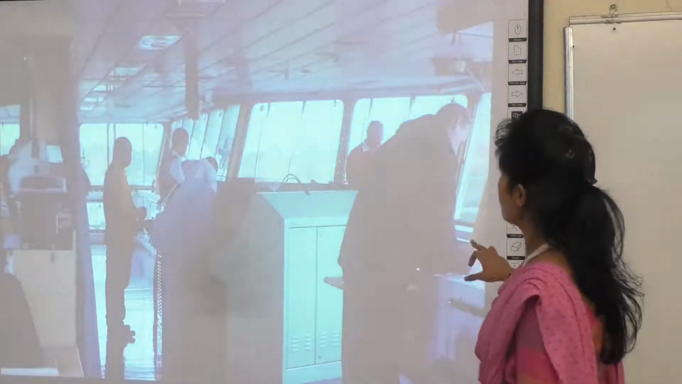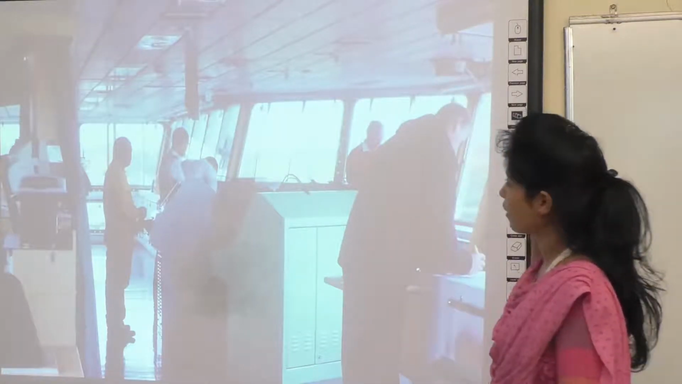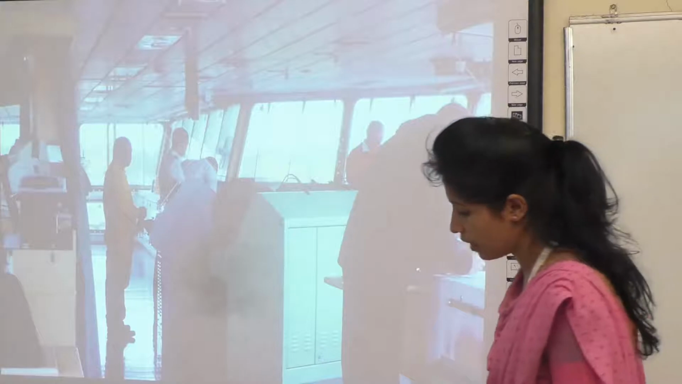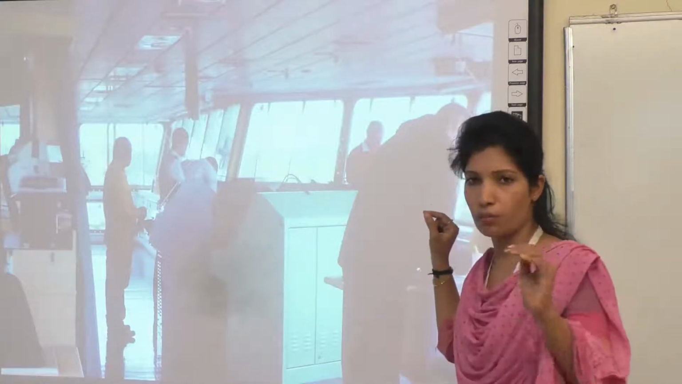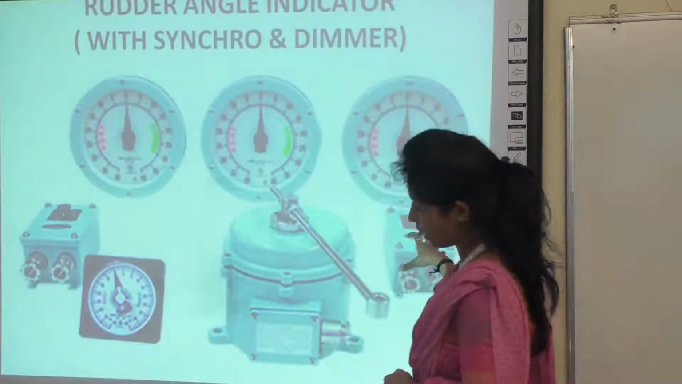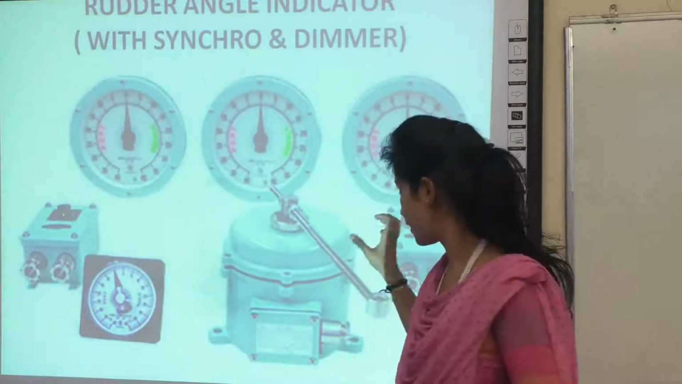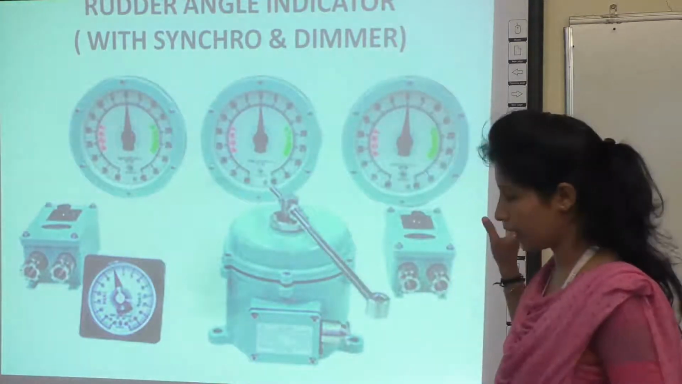See, here you can find out where the rudder indicator has to be fixed, so that we can easily find out where the rudder moves. These are the synchros and dimmer. These are the equipments, rudder indicators used in olden days and on board ship.